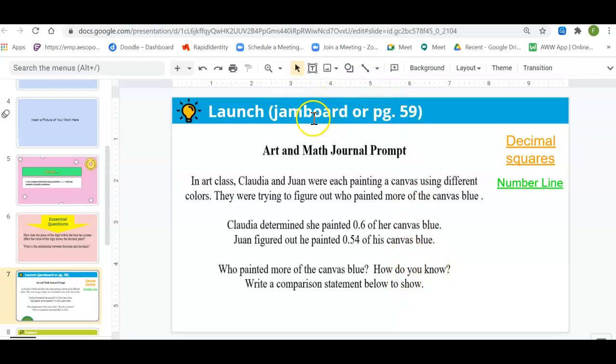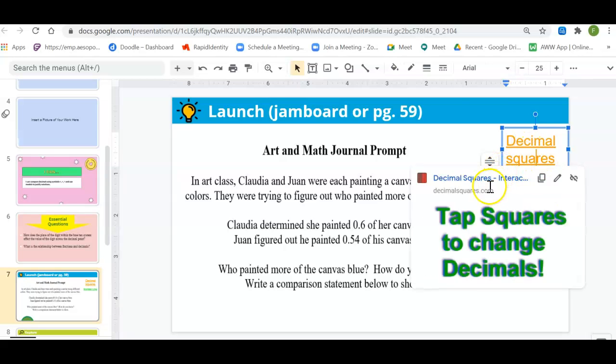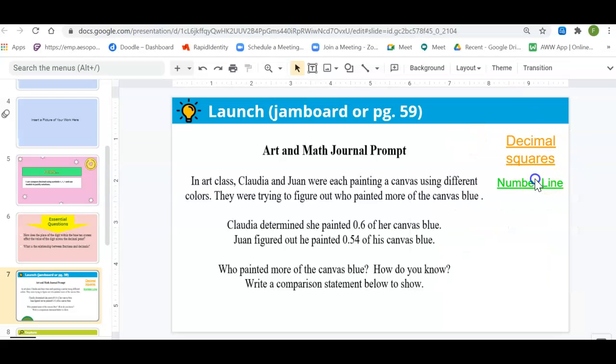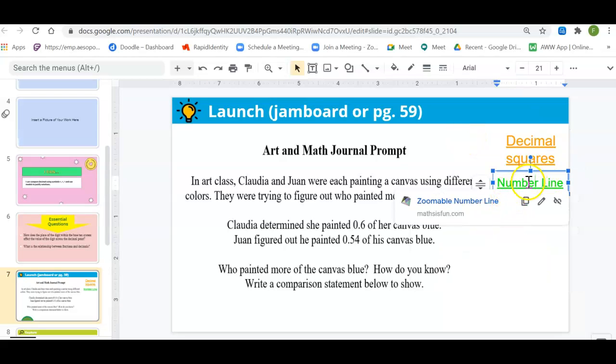Now, we're going to do that on the Jamboard or on page 59, and we're going to go to the Jamboard in just a minute. But over here, I put some tools for you to be able to use if you need to. And again, these are the decimal squares that we have been using the last few days, and also the number line. So we've also used a number line that you can click on and use that to help you.